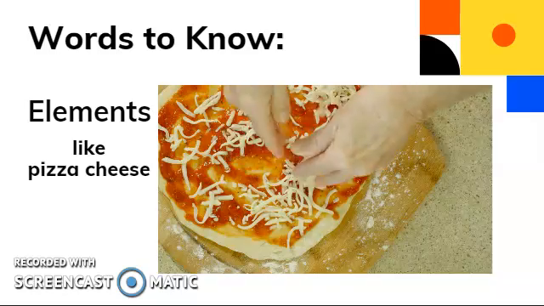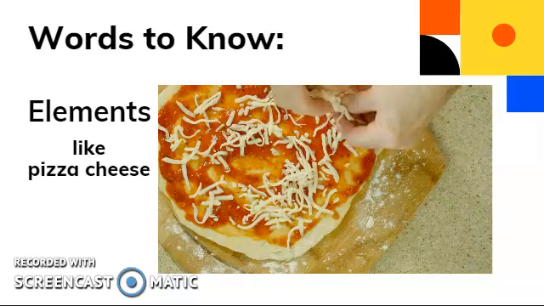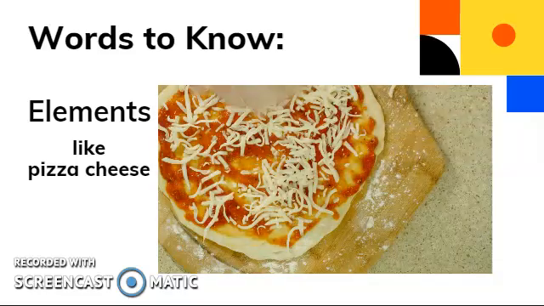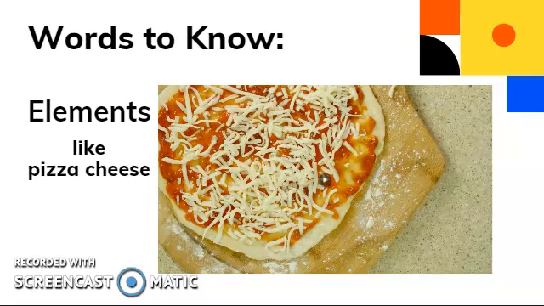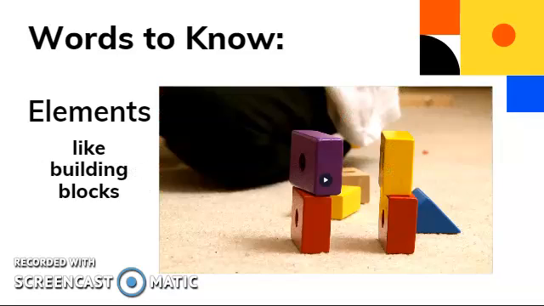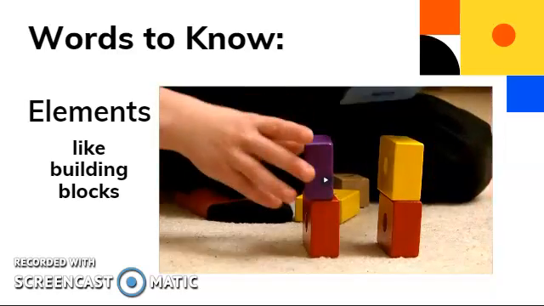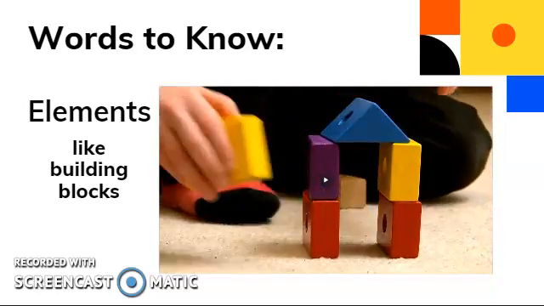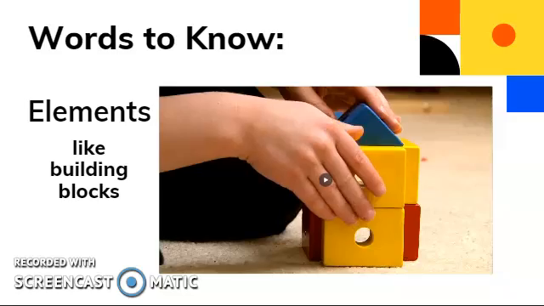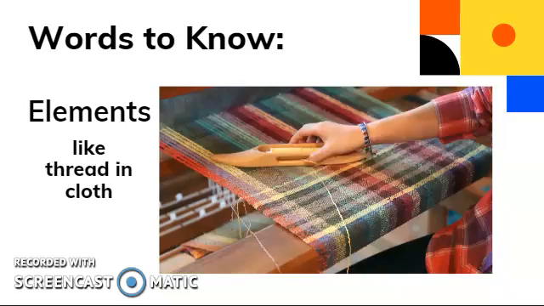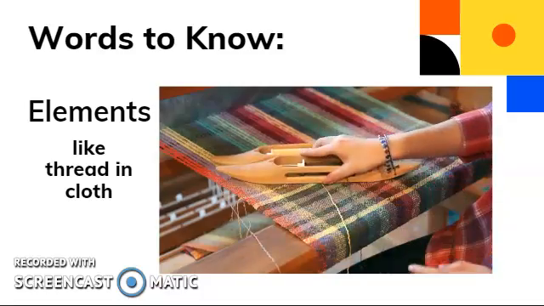Everything is made up of something. Pizza is made up of ingredients like cheese, pepperoni, and flour. Elements can be like this pizza cheese that they're putting on top. Elements can be like building blocks. Buildings can be made up of wood and brick. When you build a house out of blocks, you can use 1 or 2 blocks or many blocks. These blocks are the elements for building. Elements can be like thread in a cloth.